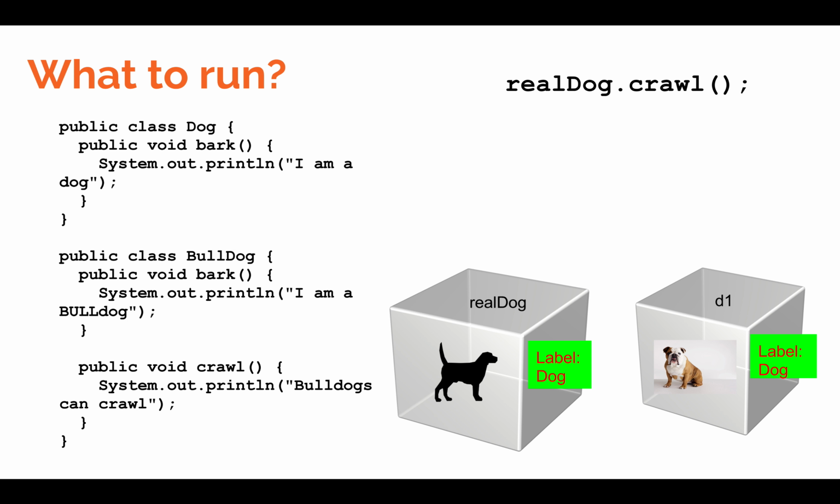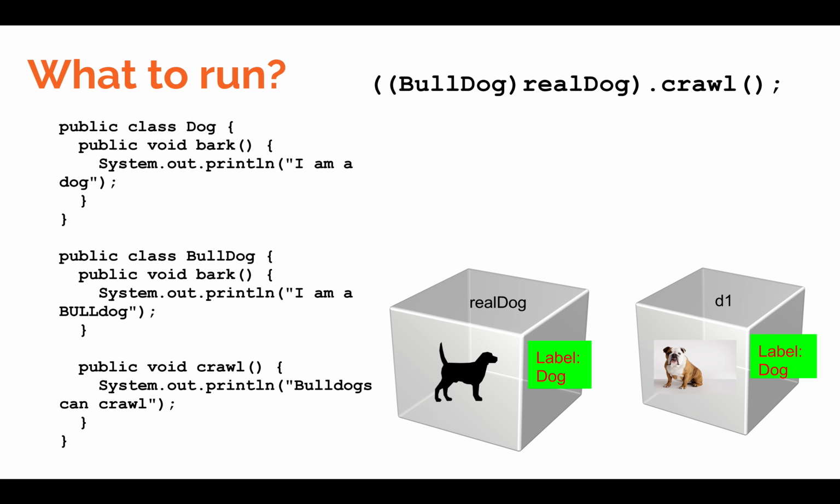Cool. Next up, real dog.crawl. What happens? It's going to be a compiler error. Good. That is because the compiler only sees the static types. All right.